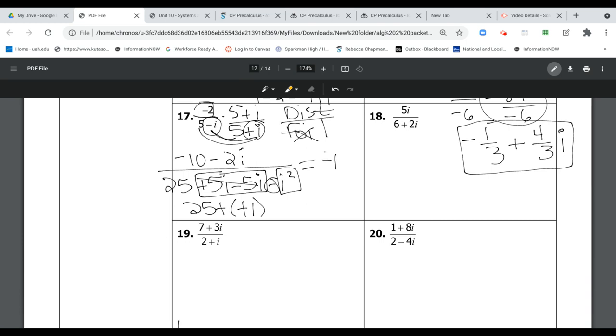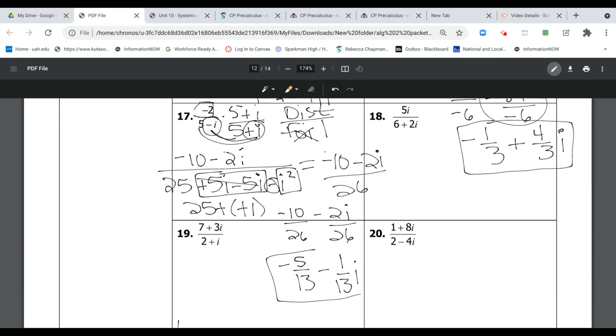So I end up with -10 minus 2i over 26. Then I have to separate that answer. So -10 over 26 minus 2i over 26. Both fractions reduce by 2. So my final answer for number 17 would be negative 5 over 13 minus 1 over 13 i. Drop that i to the back, and that would be your final answer for number 17. So the binomial denominators require a lot more work than the monomial denominators do.